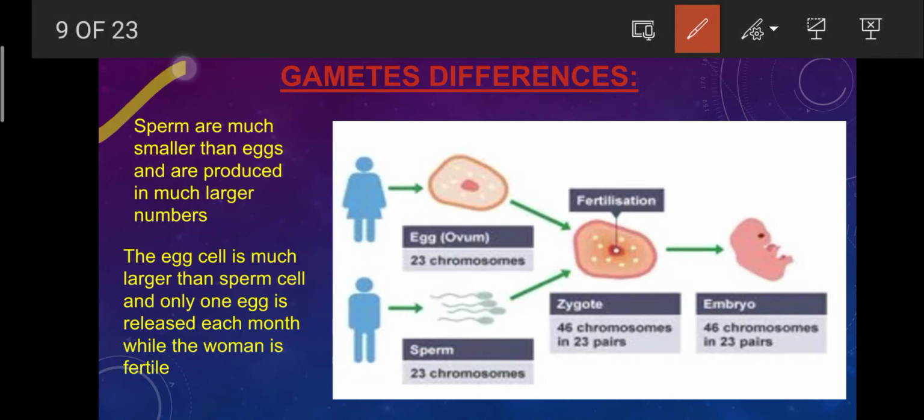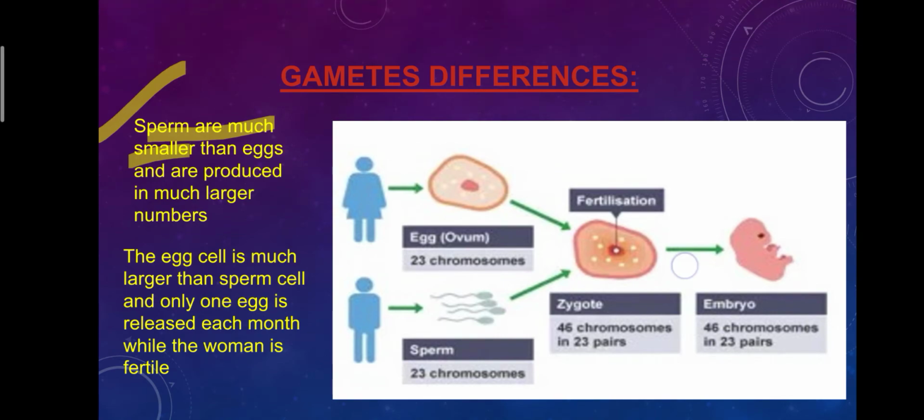The gamete difference is that sperm are much smaller than eggs and are produced in much larger numbers. So sperm are smaller than the egg and sperm are produced in much larger numbers.